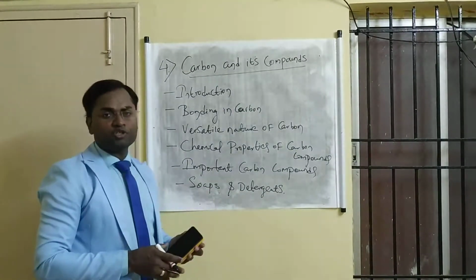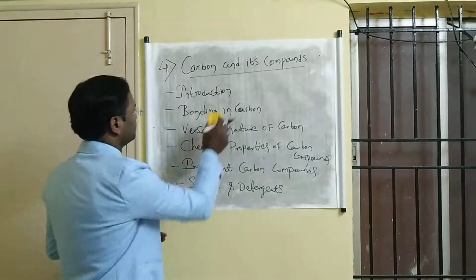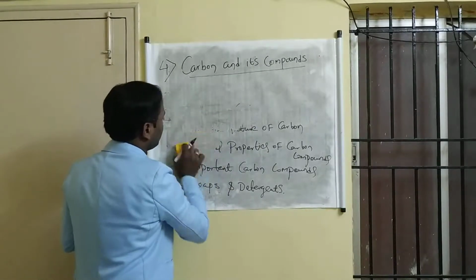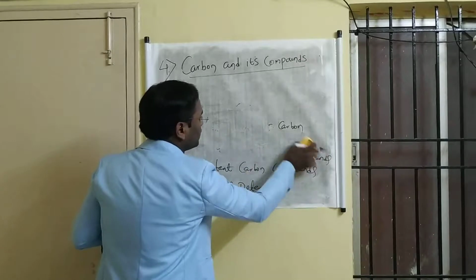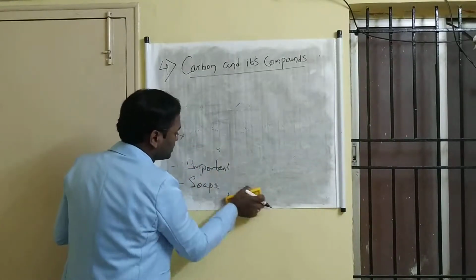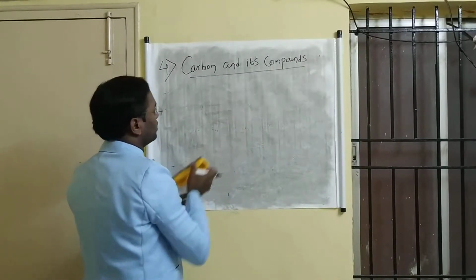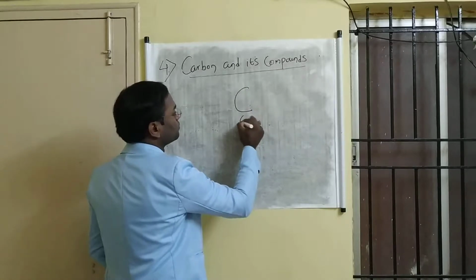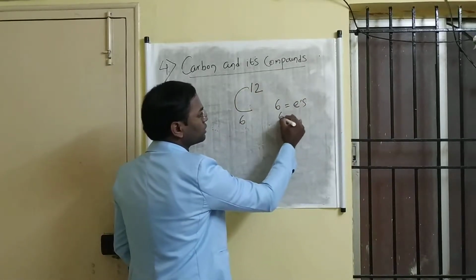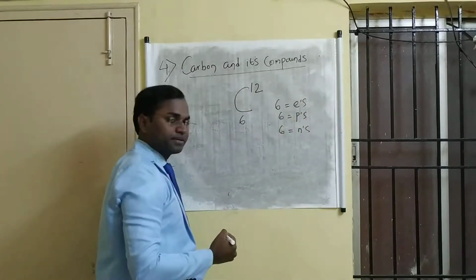So before going into depth of this topic, let us first know about the element that is carbon. Now, if you see the symbol for carbon, that is capital C. And the atomic number is 6, atomic mass 12. So, I can find 6 electrons, 6 protons, 6 neutrons.